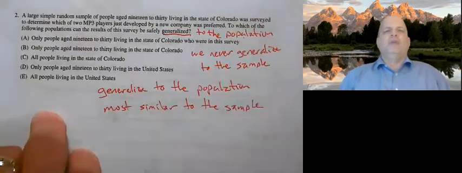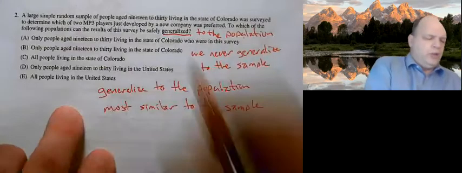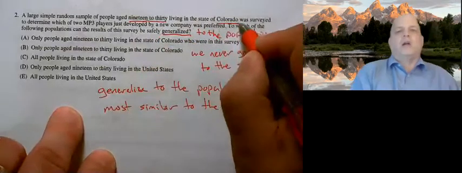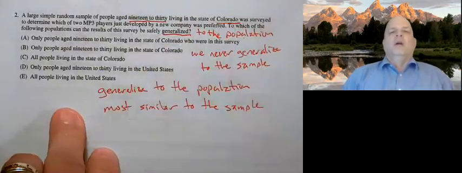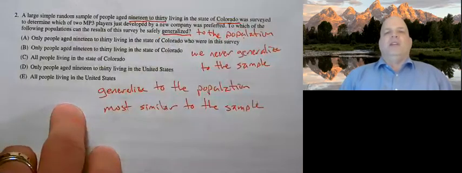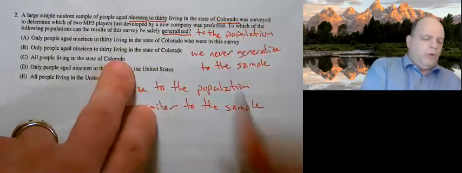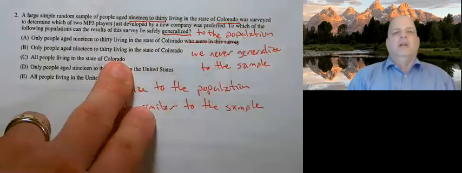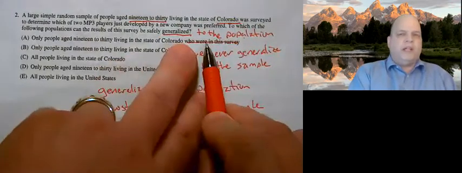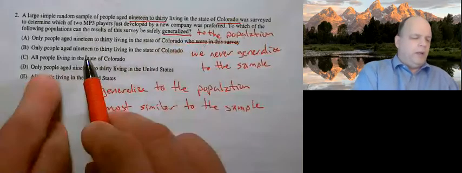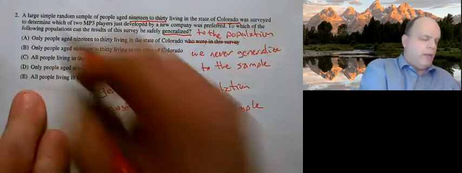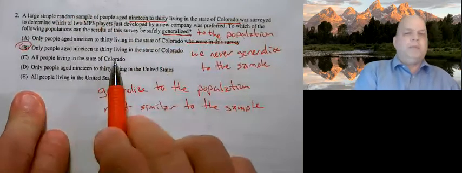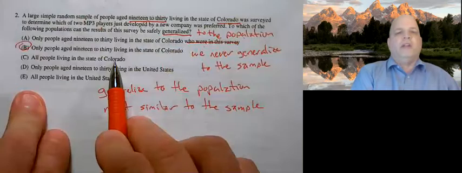All right, so what's most similar to their sample? People aged 19 to 30 living in Colorado. So only people aged 19 to 30 living in the state of Colorado who were in the sample? No, not who were in the survey. If it didn't have that, that would be good. But that right there is the sample. That's not the population. Only people aged 19 to 30 living in the state of Colorado. That is very similar. We actually like that response. We can't do it to all people living in the state of Colorado because it's only 19 to 30-year-olds.